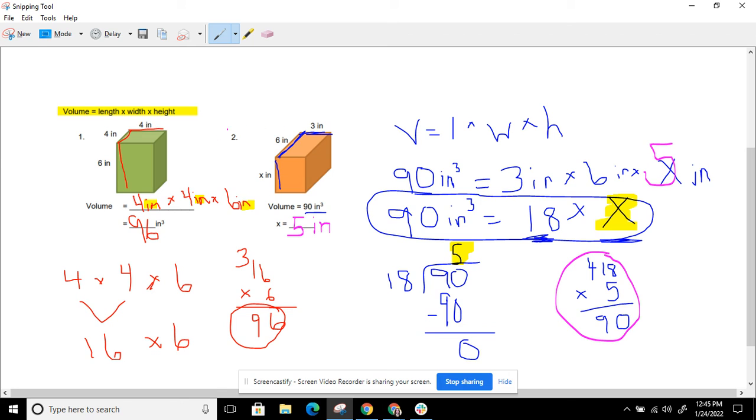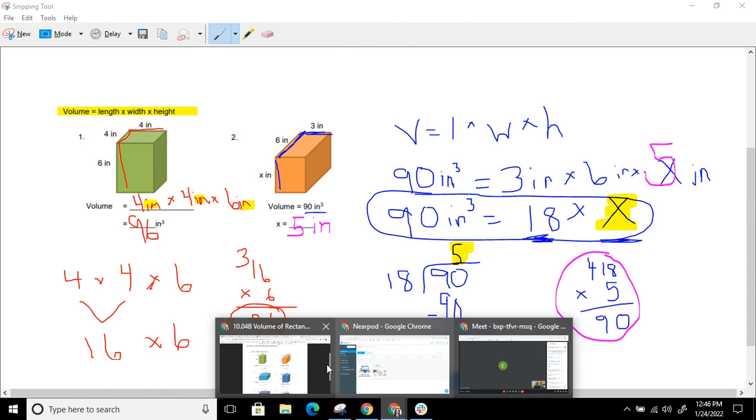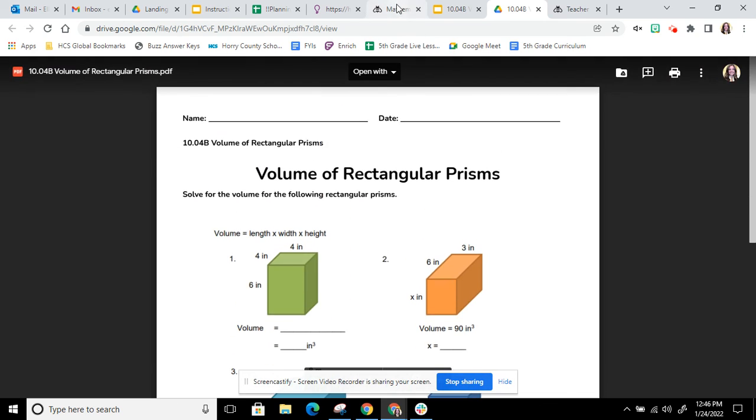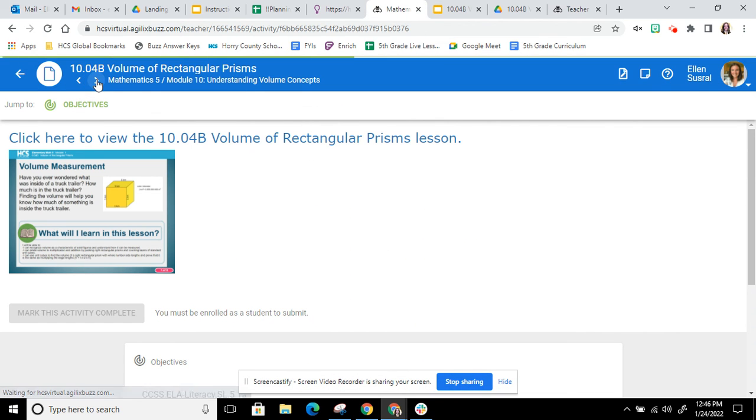When you're done, you'll do 3, 4, 5, and 6. Then you'll go back to Bus, and you'll go to your next activity.